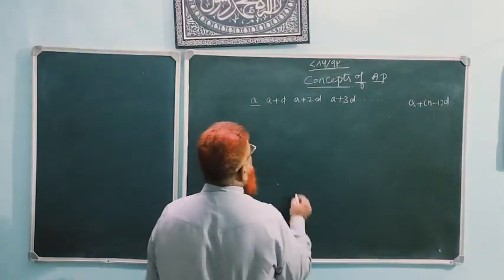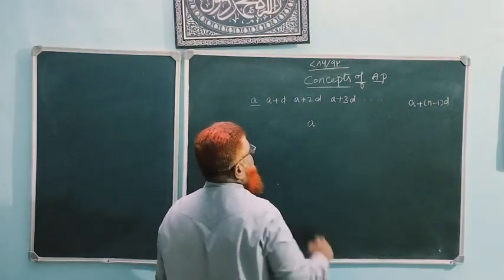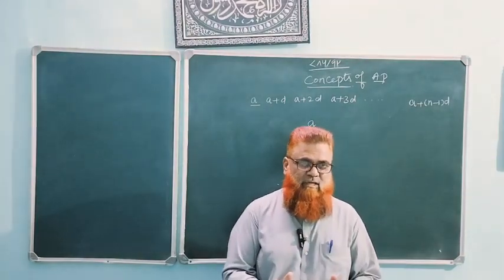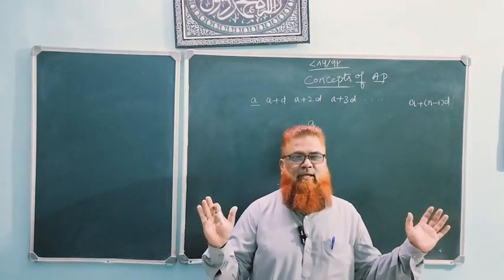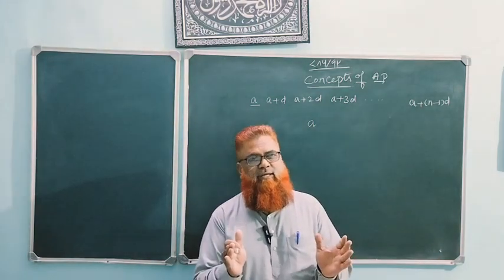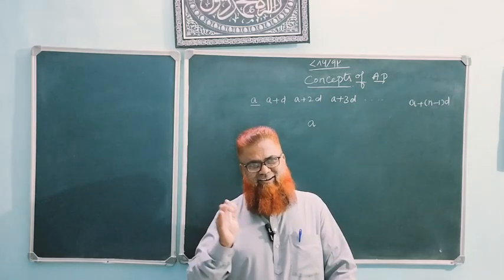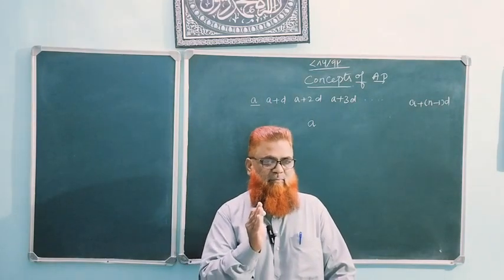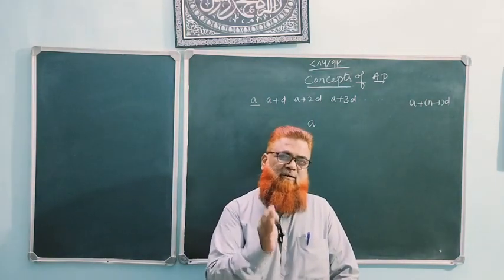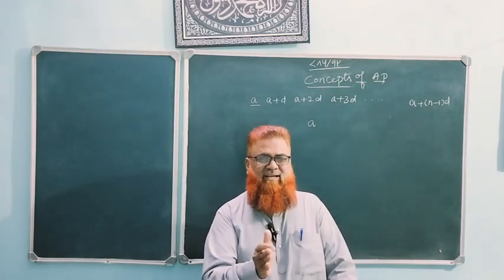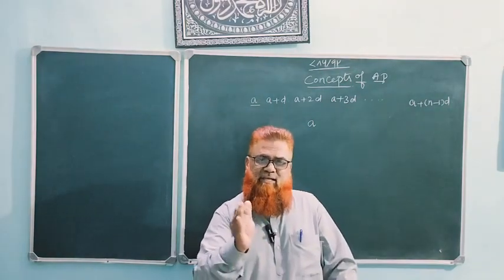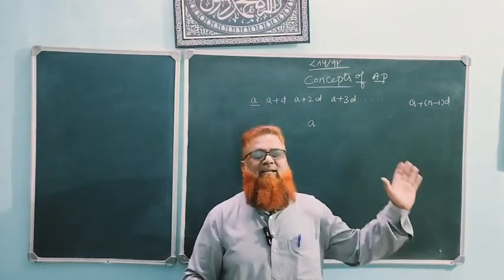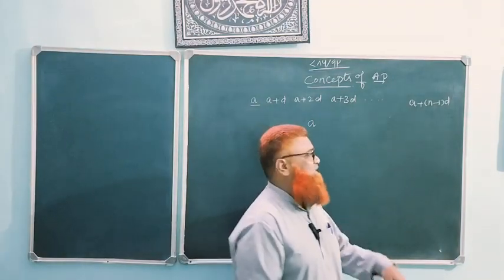Just follow me now. I don't say that A is the first term. I say that A is the middle term of the whole AP, representing all the plus common difference on its right side and representing minus D on its left side. Understand? Let's see that.